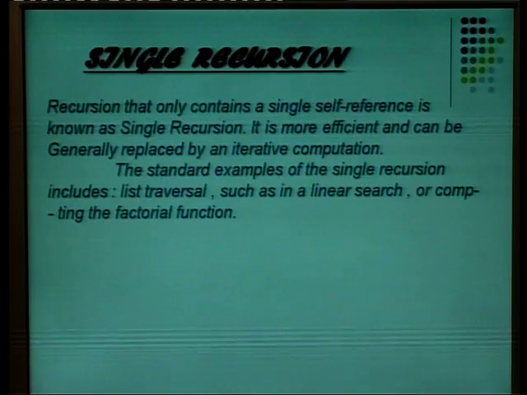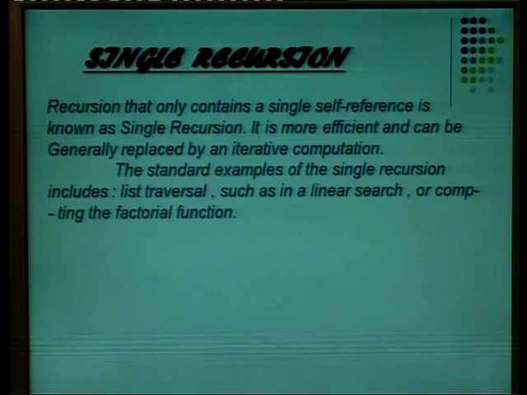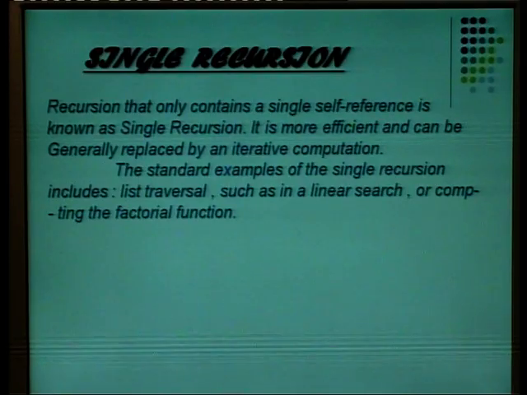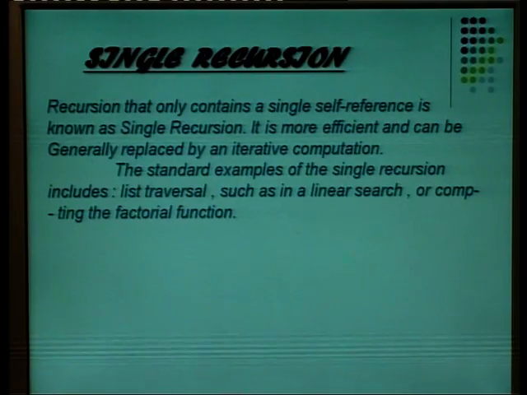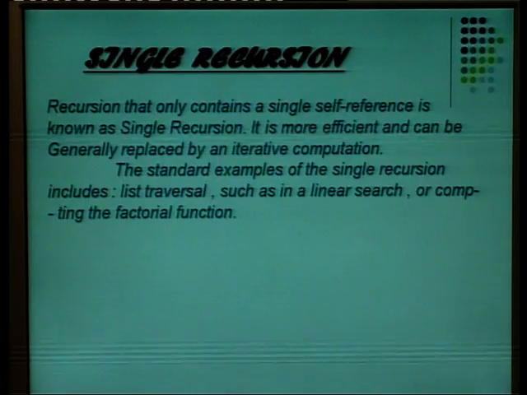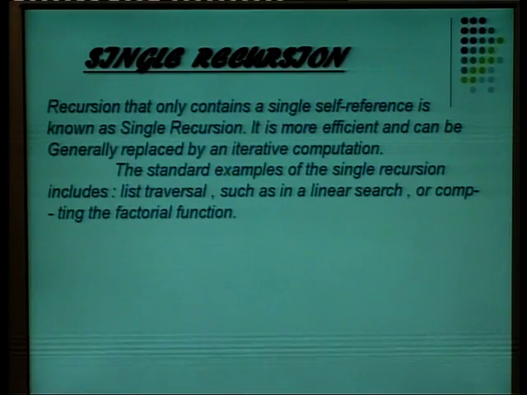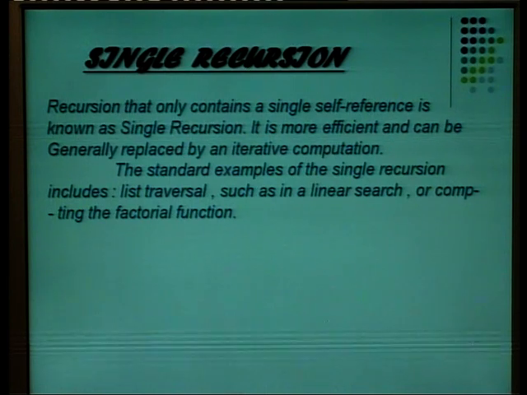Single recursion. A recursion that contains only a single self-reference is known as single recursion. It is more efficient and can generally be replaced by an iterative computation. Standard examples of single recursion include list traversal, such as in a linear search, or computing a factorial function. This is a single recursion.